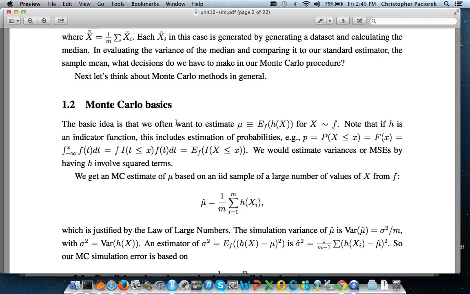This thing is an average. I've sampled the data sets independently of one another. So this is just an average of IID numbers. So the usual statistical probabilistic law of large numbers says this thing converges almost surely to the true value of mu. And so the bigger m is, the closer this average is going to be to the true value mu, which is just the expectation that I'm interested in. So that's the justification for this.